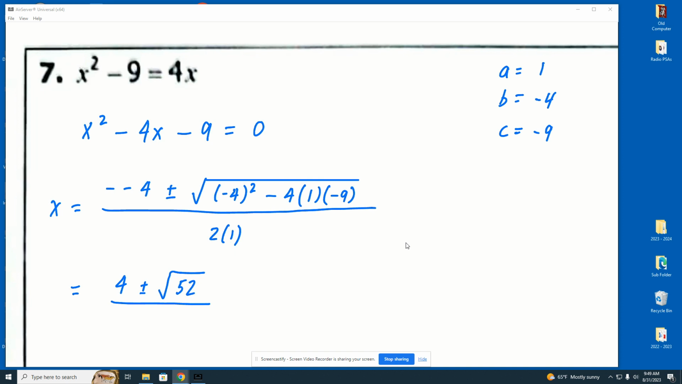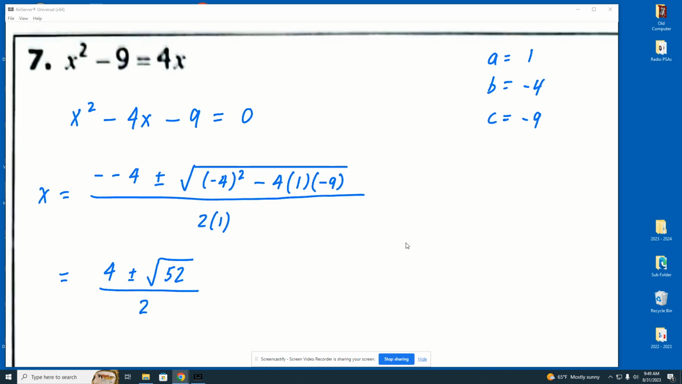And then, of course, on the bottom, we've got 2 times 1, which is what? Alright, so when Luke typed this in with that radical there, you got 7.2. See, 52 is not a perfect square. All the ones that we did yesterday were perfect squares. They came right out. We added that value divided by the denominator, and subtracted that value divided by the denominator. But this one is not a perfect square.